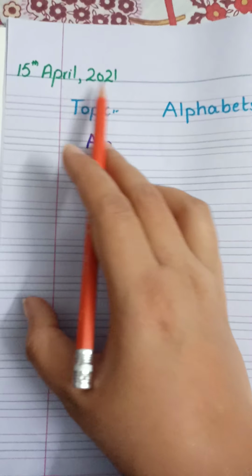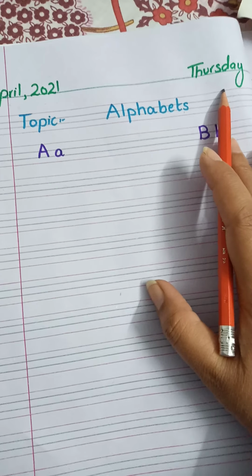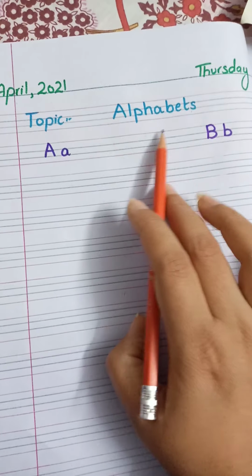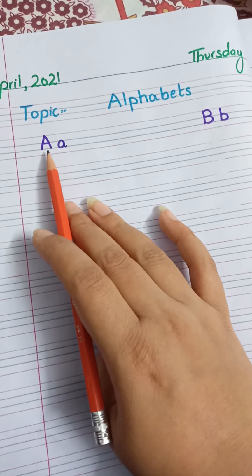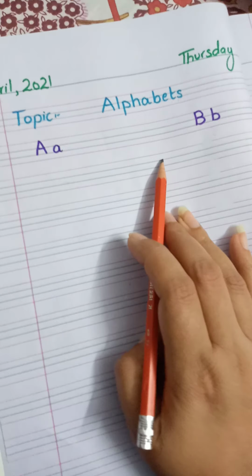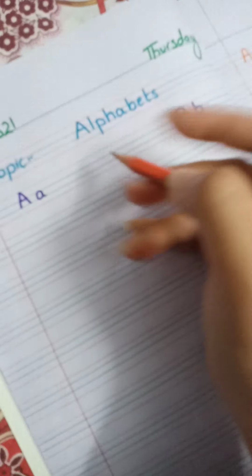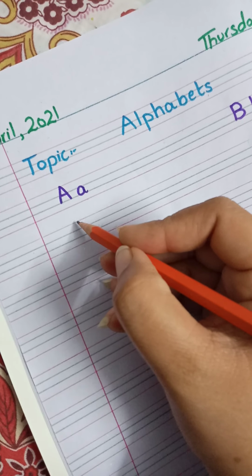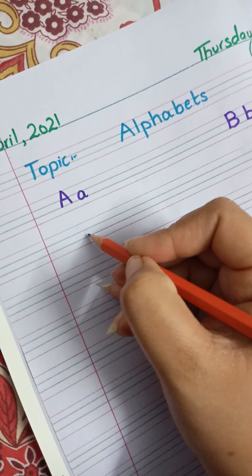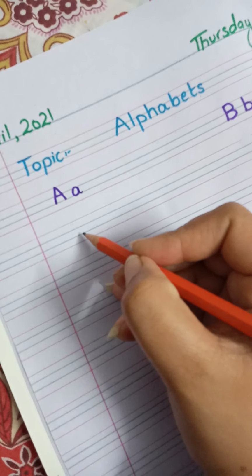Now look at here. 15 April 2021, and the day is Thursday. Topic: alphabets. Wow, what is this? Capital and small letters. You love to learn this? Okay, hold your pencil. First of all, you have to count these lines. 1, 2, 3, 4.